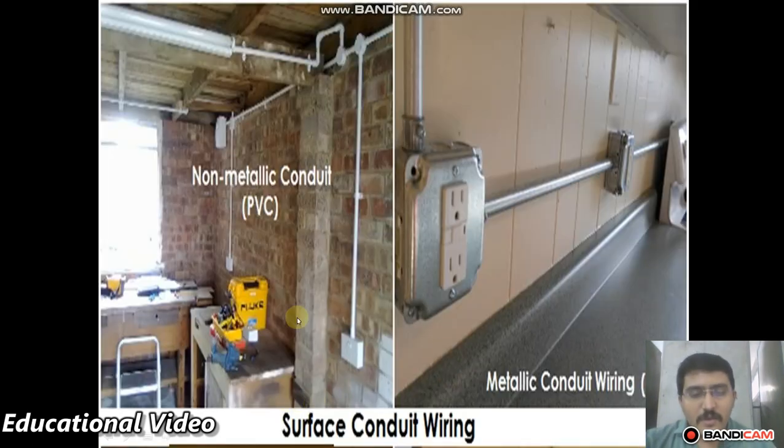Then this is the picture of surface conduit. We are going to observe that there are 2 types of conduit used: the non-metallic conduit, and the metallic conduit. For the non-metallic conduit we are going to use PVC, and for the metallic conduit we are going to use rod.